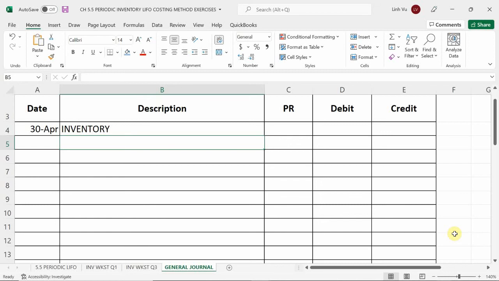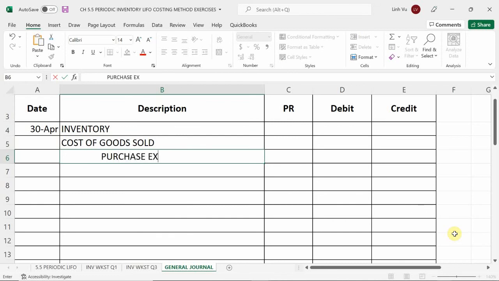What else do you need to do? You need the cost of goods sold. Okay. And then your purchase expense. And then last but not least, freight expense.